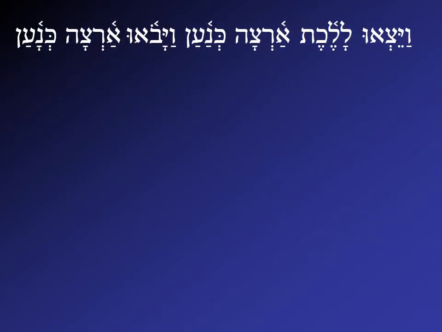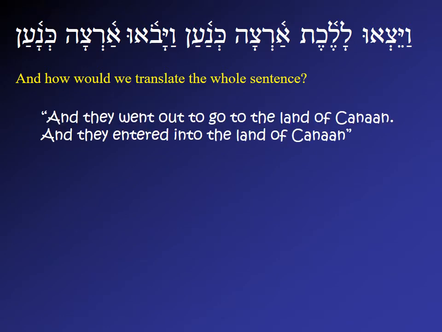So if we put our sentence all back together now, vayetzu lalechet arza Canaan, vayavo'u arza Canaan. If we translate, then we see vayetzu, and they went out, lalechet, to go, arza Canaan, to the land of Canaan, vayavo'u, and they entered arza Canaan, into the land of Canaan. So here's our translation: they went out to go to the land of Canaan, and they entered into the land of Canaan.